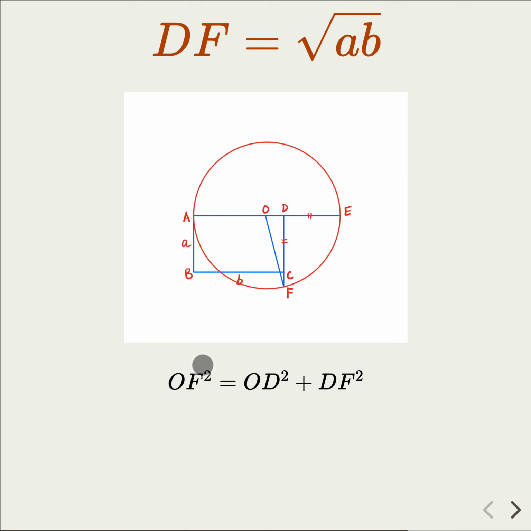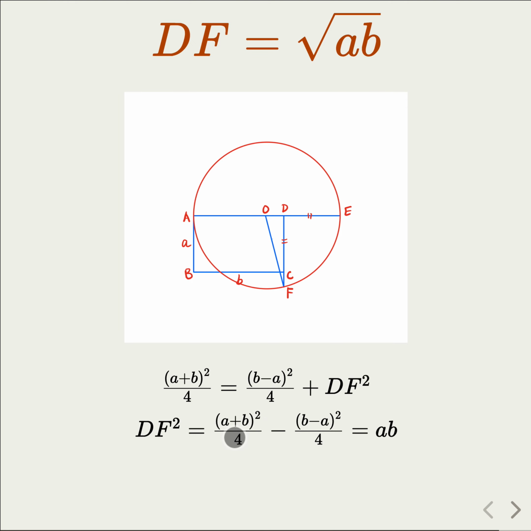We're going to plug in the numbers. OF equals R, OD equals the earlier expression here, right? And do some algebra. What is R? R is B plus A over 2, and squared would be this. And then DF would be the difference, right? And if you do the algebra, that's going to be AB. In other words, we have shown that DF is exactly the square root of AB.